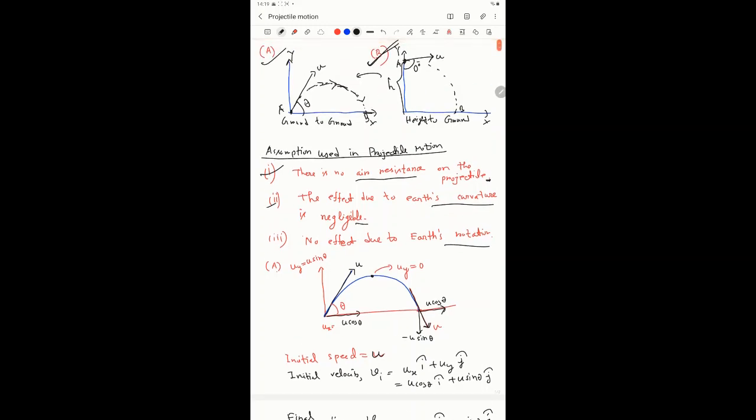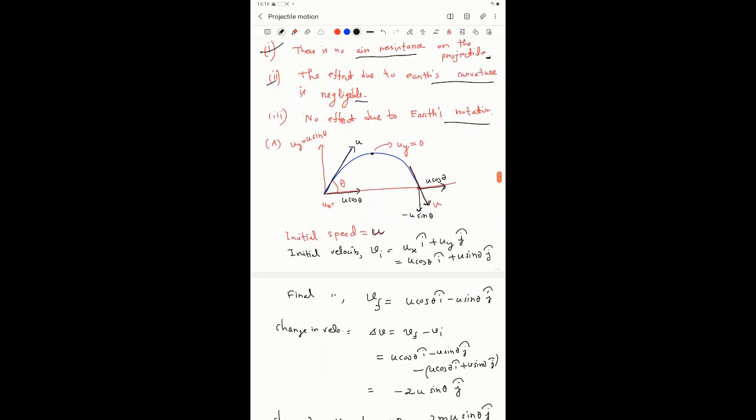Means the Earth is rotating around itself and around the sun, so due to Earth's rotation, a force named the Coriolis force acts on the body. That will have an impact on the projectile motion. But here, for the sake of simplicity and for the scope of this topic, we are not taking into account the rotation of the Earth.